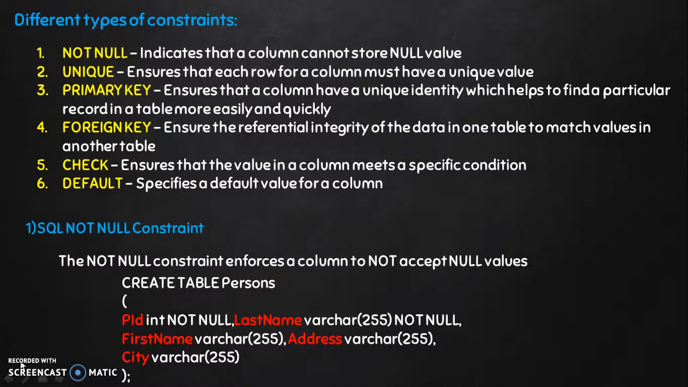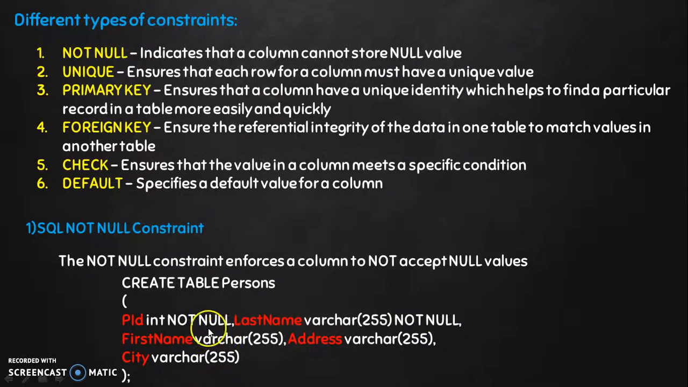So first of all, we are going to discuss the SQL not null constraint. This not null constraint is mentioned along with the table creation. For example, I am creating a table called person. Here we have 5 different attributes: PID, person last name, person first name, address, as well as city, all varchar. Here I am taking person ID as well as last name as not null.